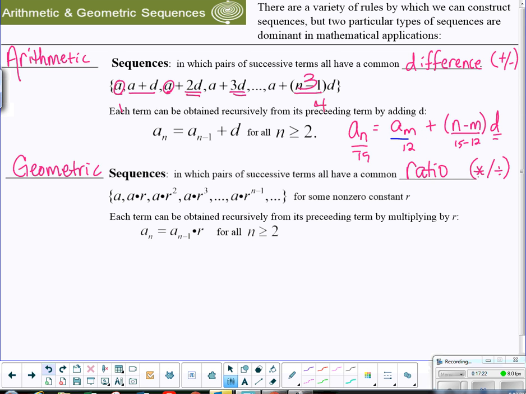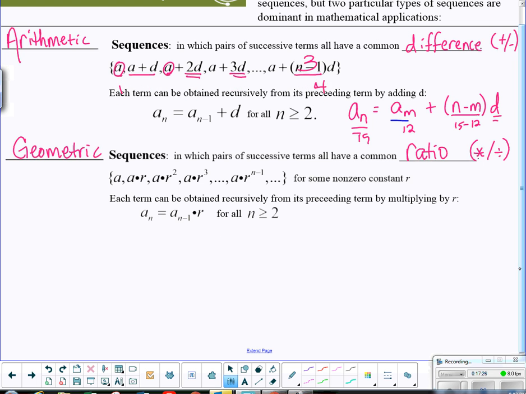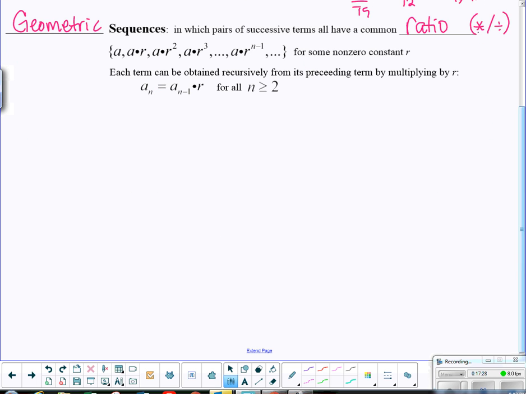All right, geometric sequences, that's all about multiplying and going from one term to the next, like the 2n1, right? Then it would be 2, 4, 8, because I'm just multiplying by 2 each time, 16, 32, and so on. So each time we're multiplying by a common r.